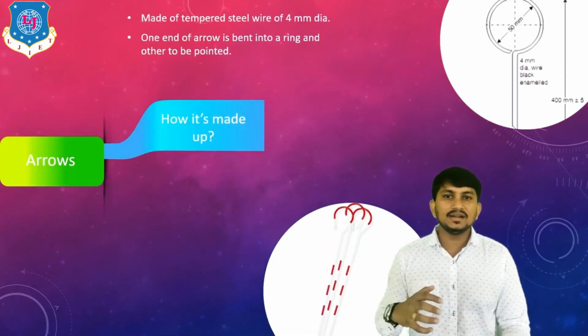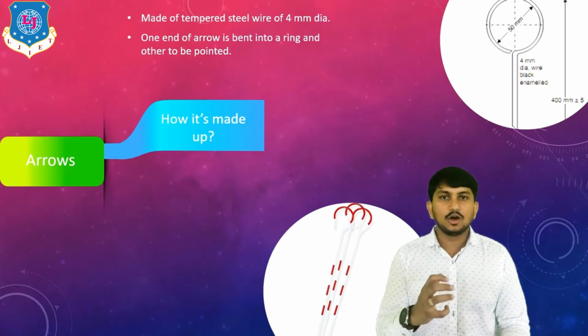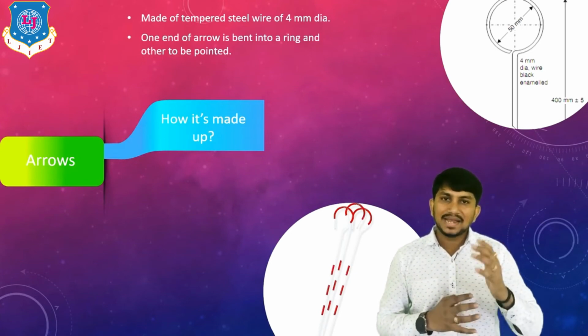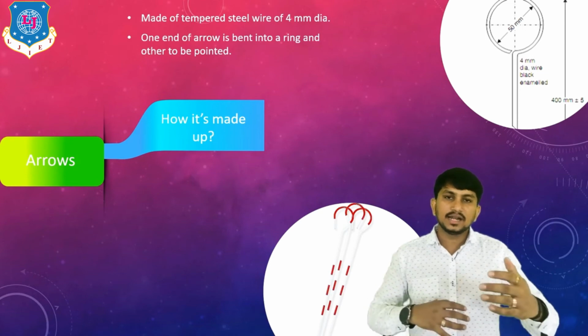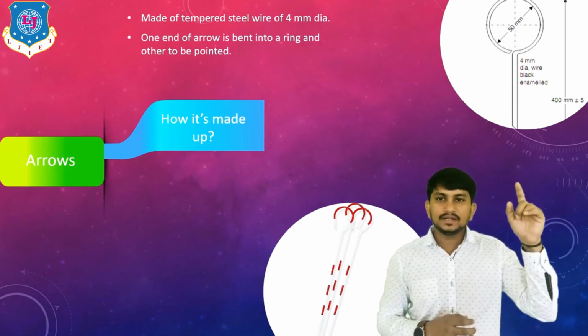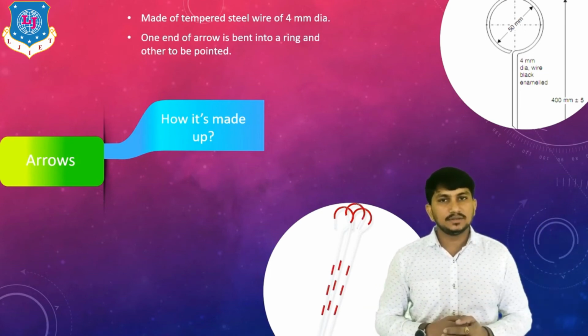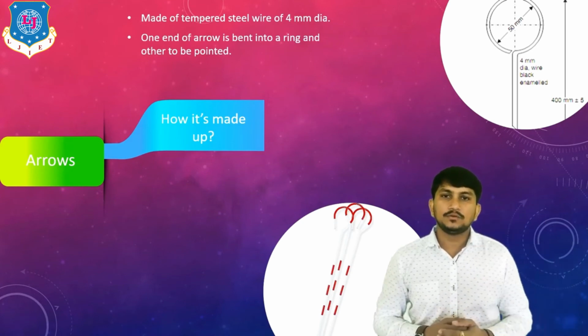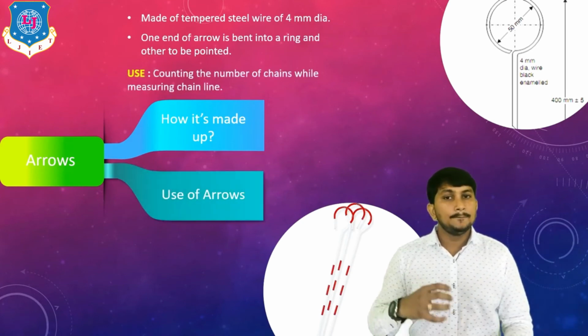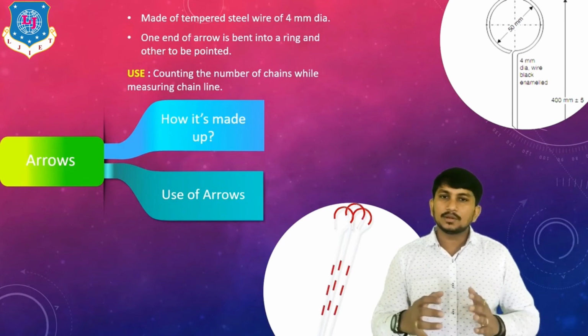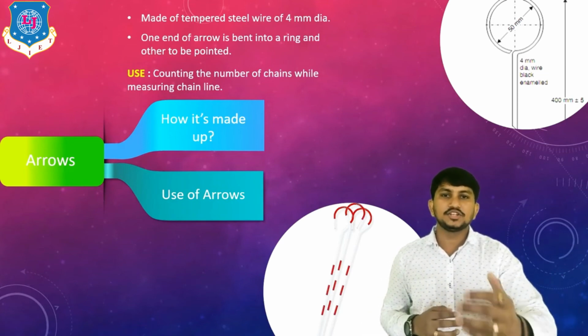Arrow is made of tempered steel wire of 4 mm diameter. Its one end is bent in a ring and the other end is pointed. The ring diameter is about 5 cm while its length is about 40 cm. It is mainly used for counting the number of chains while measuring the chain length.